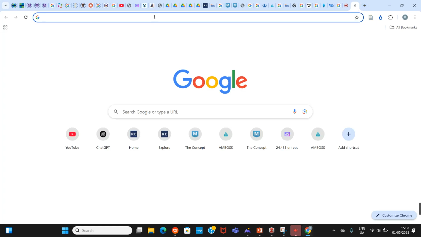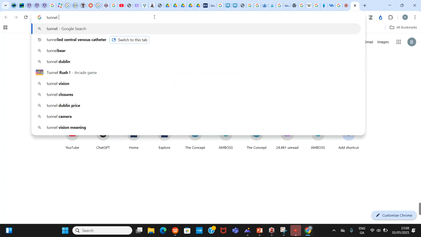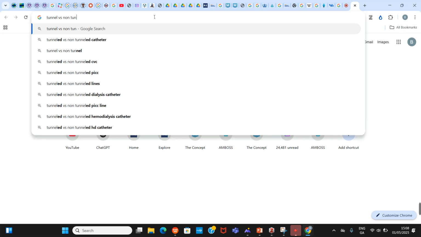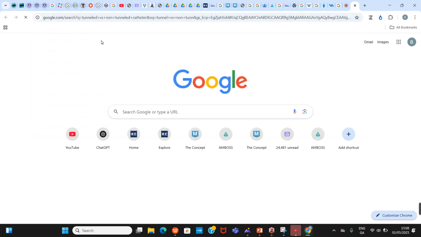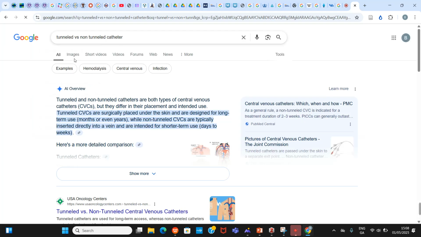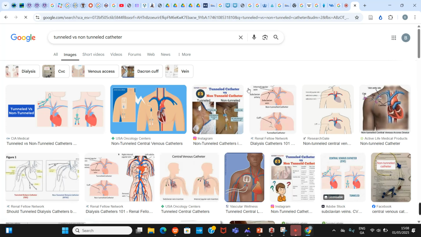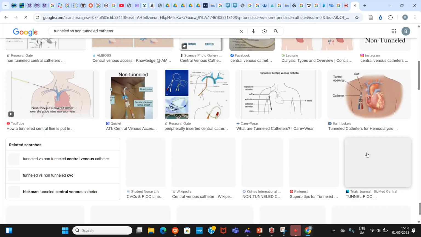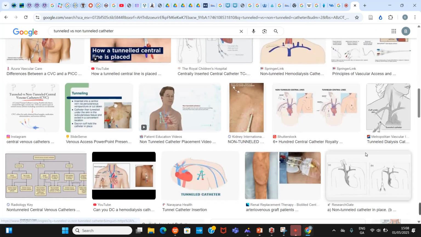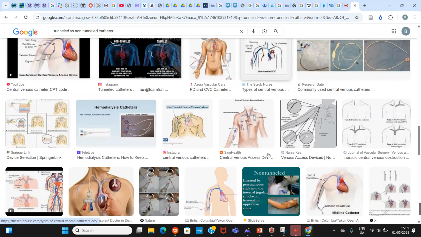So, tunneled versus non-tunneled catheter. There's usually one typical image that we use like that. Let me see. There's one image I usually use.